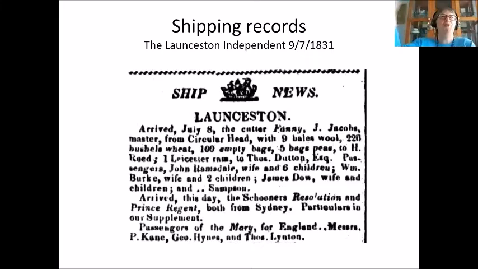Well, the same with the borders between New South Wales and Victoria. Everything had to go through customs there. Or else you find that Eliza Ramsdale went off to Melbourne for some reason in 1834 from Tasmania. So shipping lists are recorded in the newspapers in great detail, and you may well find lots of information about any of your ancestors or your relatives.